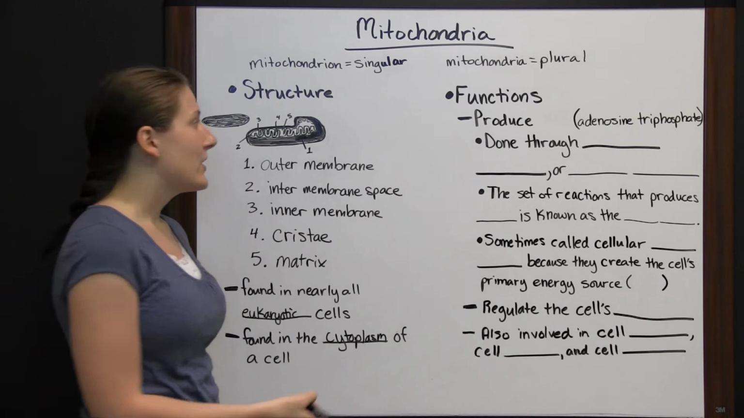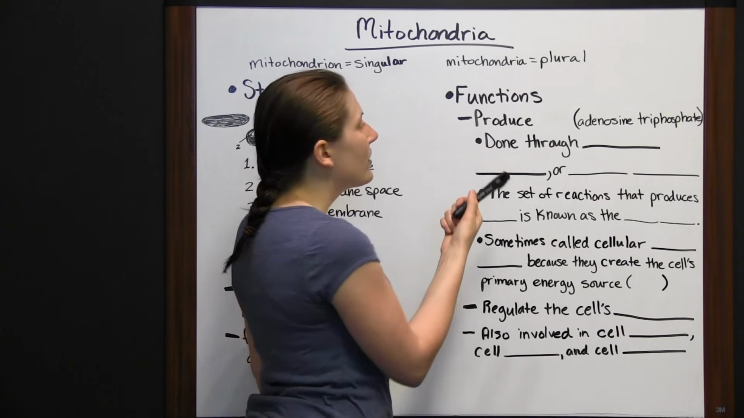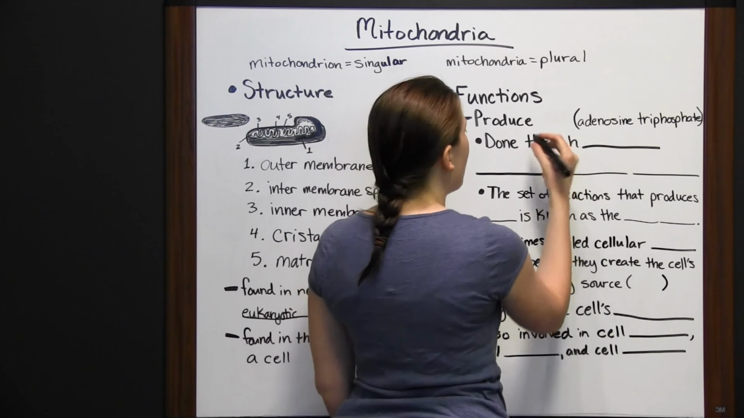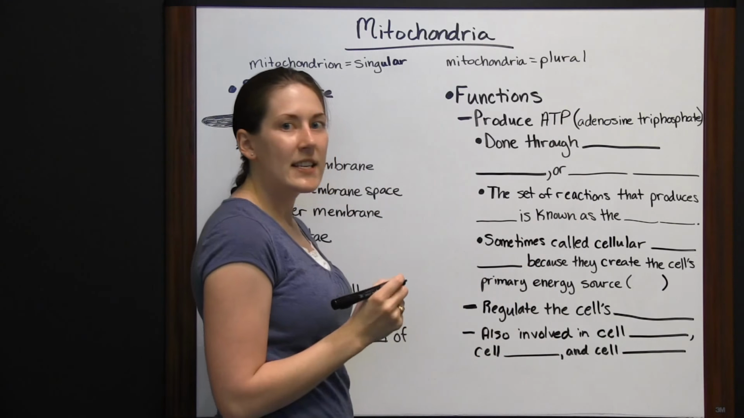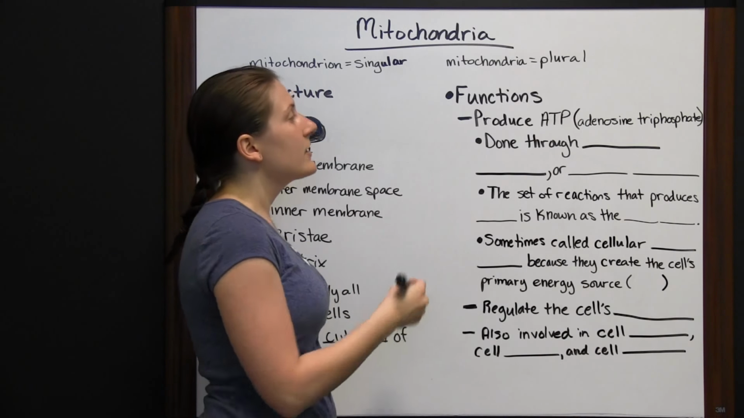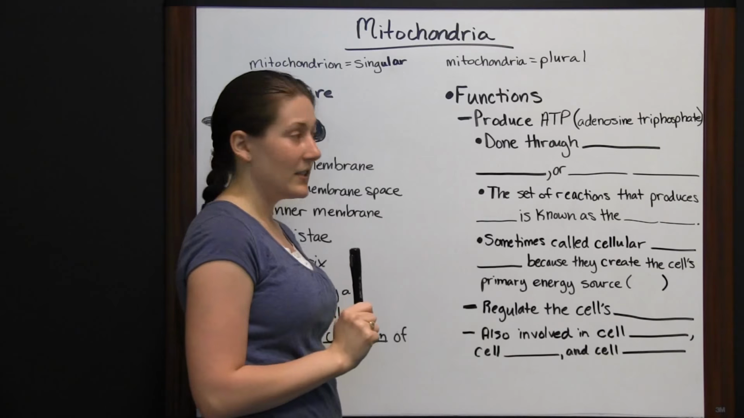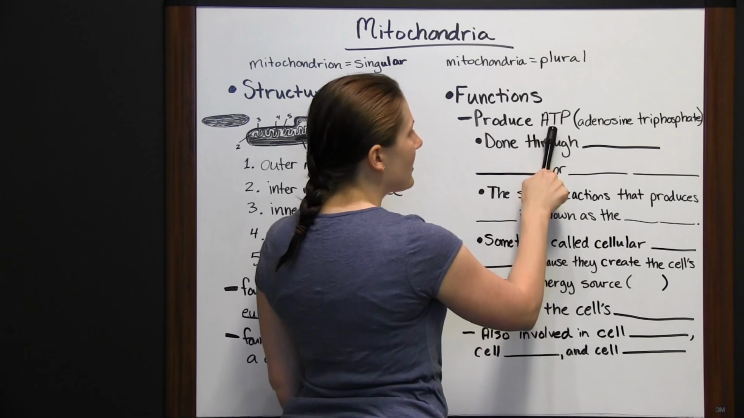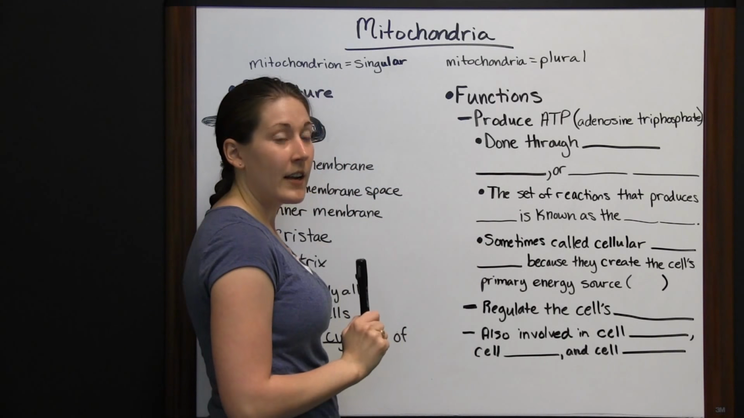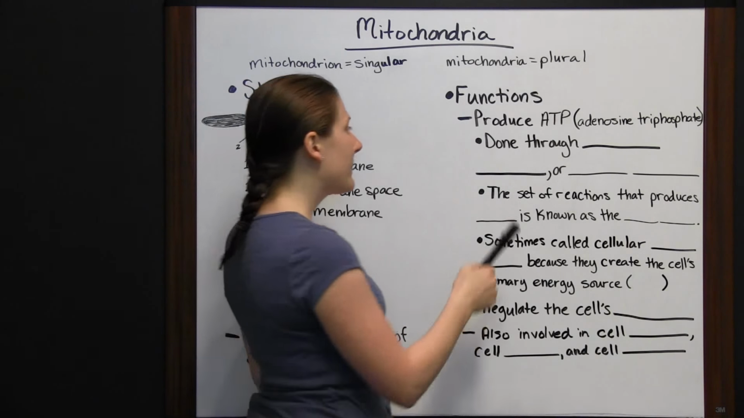Okay, let's look at the functions. Mitochondria produce adenosine triphosphate, which is known as ATP. So if you see ATP, it's an energy source and it's called adenosine triphosphate. But a lot of times this is not going to get all typed out. You're just going to see ATP because it's a very common abbreviation in biology.